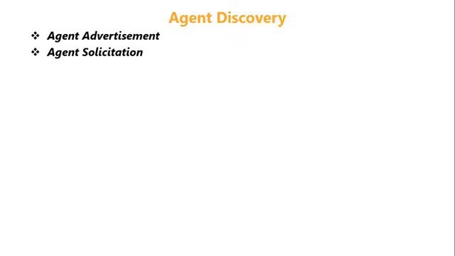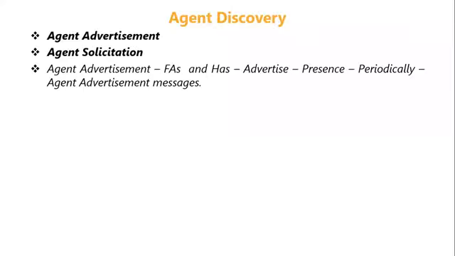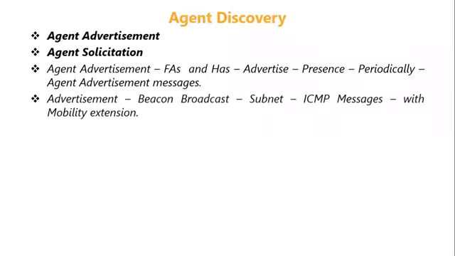That process is called agent discovery. There are two ways in which agent discovery can be done: either through agent advertisement or through agent solicitation. First, let us discuss agent advertisement. These agent advertisement messages are sent as beacon broadcast messages into the subnet.